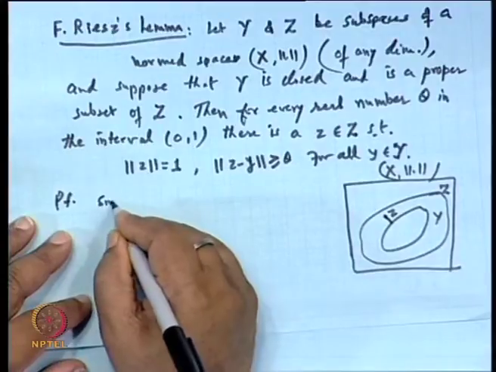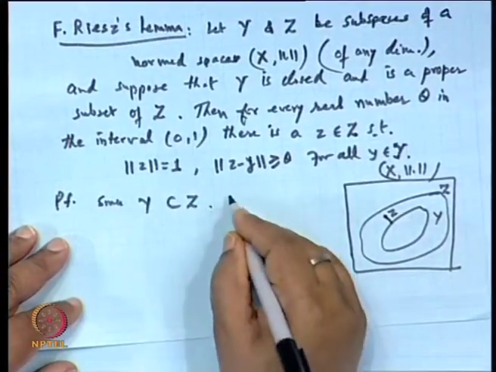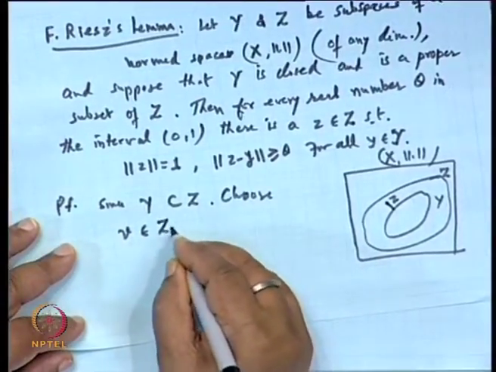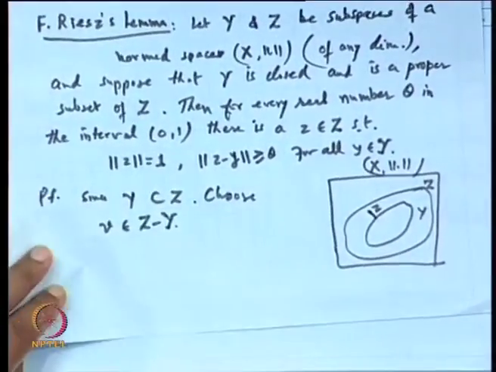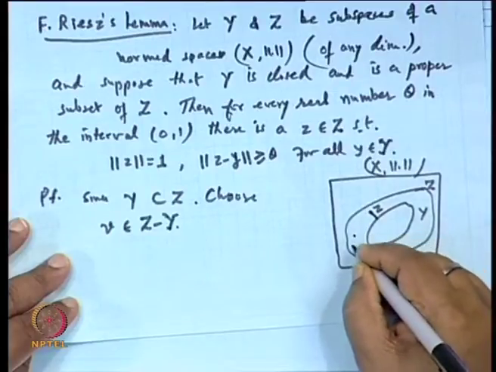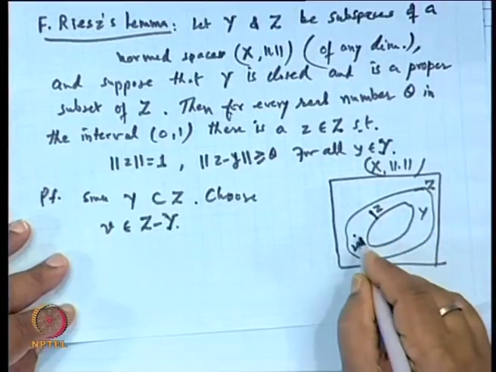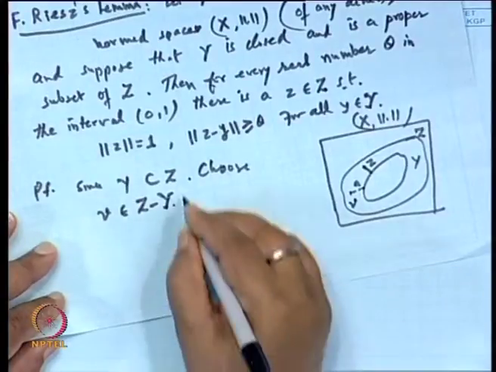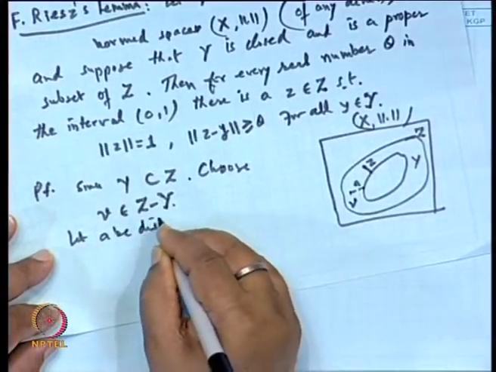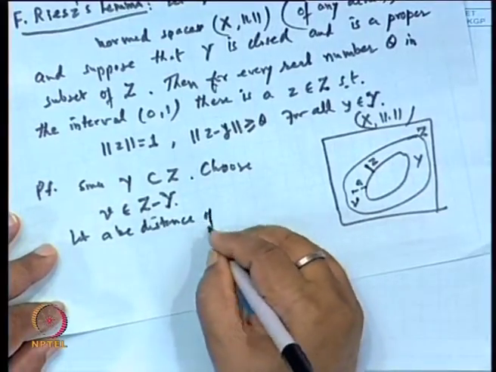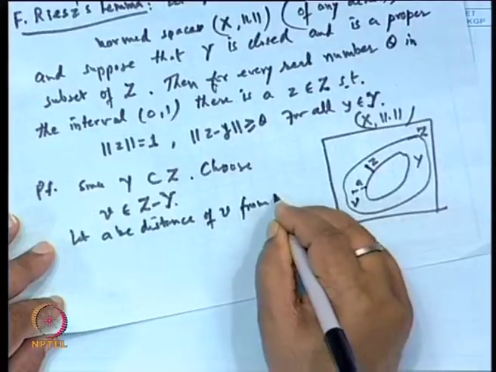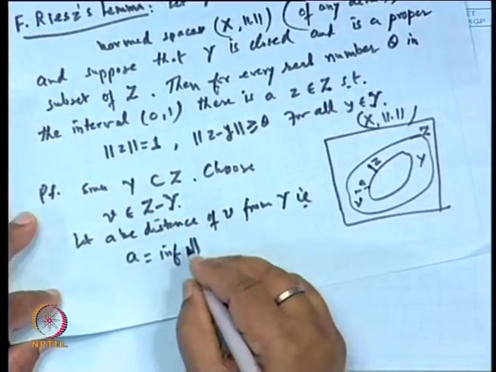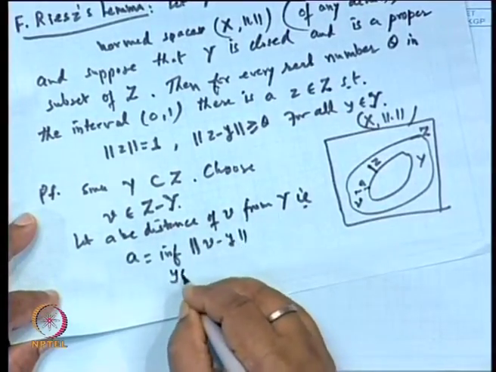Since Y is a proper subset of Z, let us choose an element v belonging to Z minus Y. So v will be a point here. Since Y is closed, find the distance from v to this Y. So let a be the distance of v from Y. That is, by the formula, a becomes the infimum of ||v - y|| over y belonging to capital Y.